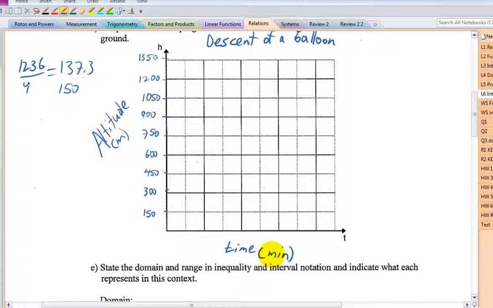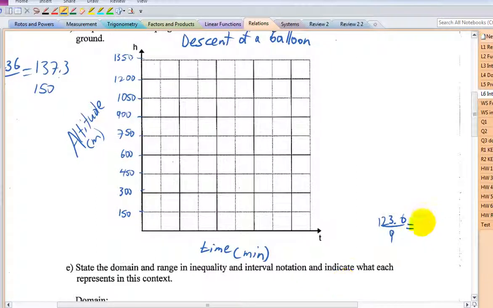So, again, for time, 123.6 is our final value. And there's 9 squares. So that would be 13.7 per square. So what should we go up by? Nothing less than 13.7. Let's go up by 15s.